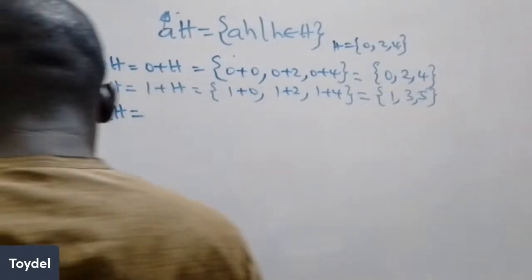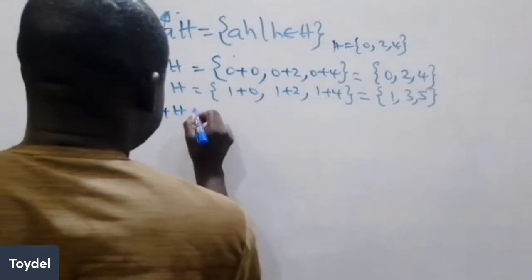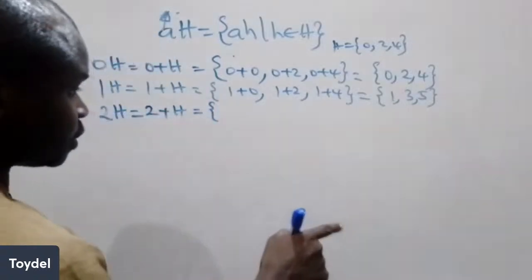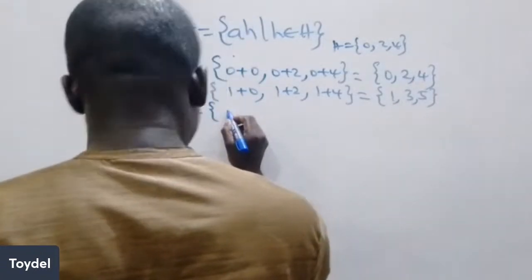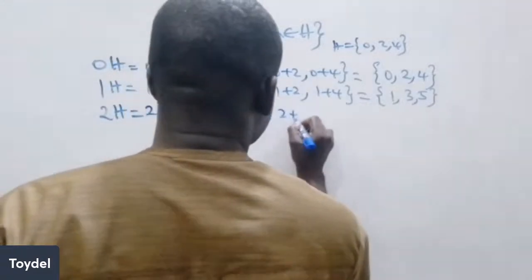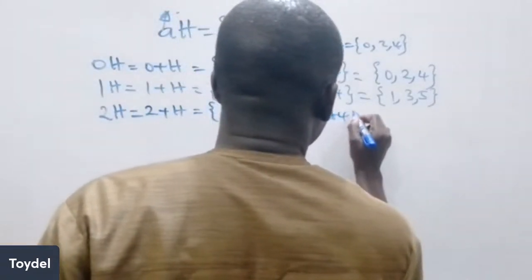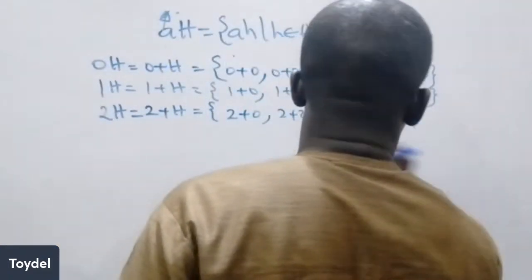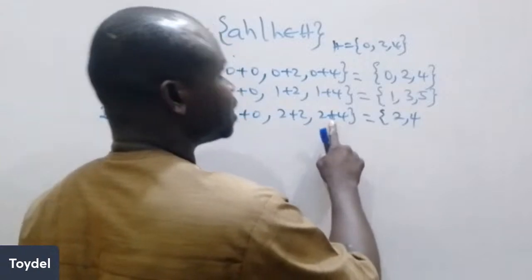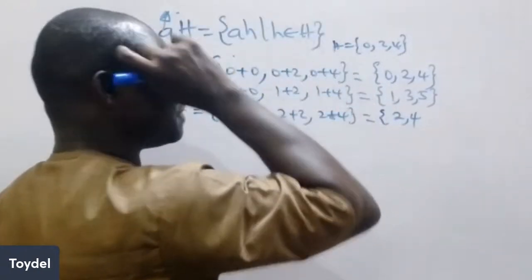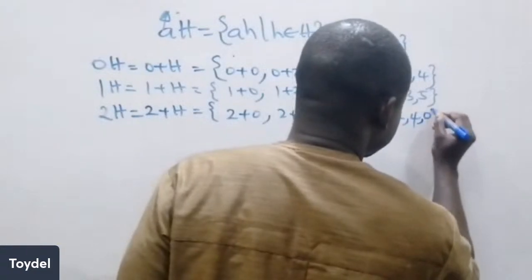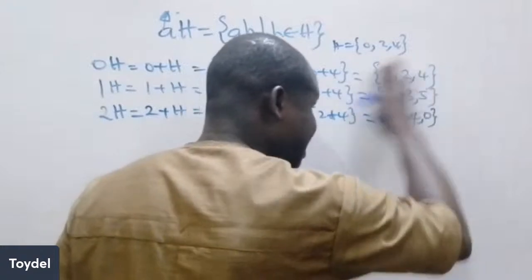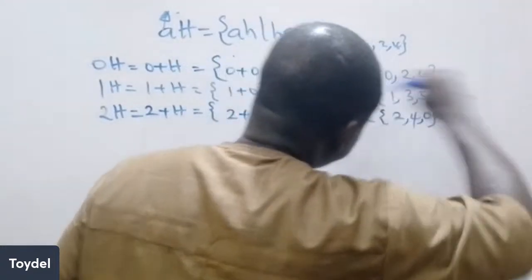So 2H, what do we get? That will be 2 plus H. Z6 is under addition; the binary operation there is addition. That's what I'm adding. If it is multiplication, you multiply. So here I'm going to have 2 plus 0, 2 plus 2, then 2 plus 4. Here I'm going to get 2, then 4. But look at this: 2 plus 4 is 6. Under mod 6, 6 divided by 6 is 1, remainder 0. You write this remainder here. Please check what I've done there. Any answer that we're going to get must not exceed 5, as we have it in the elements.